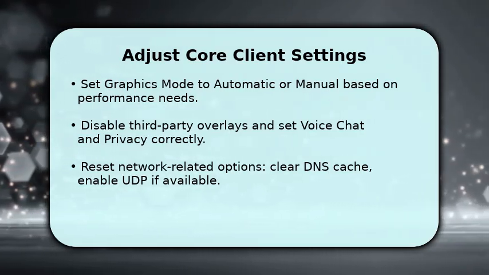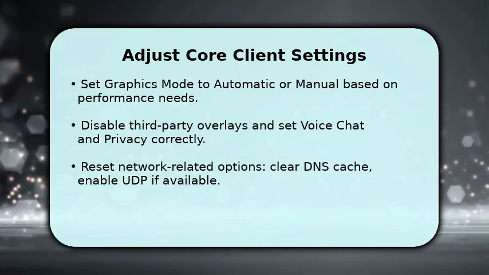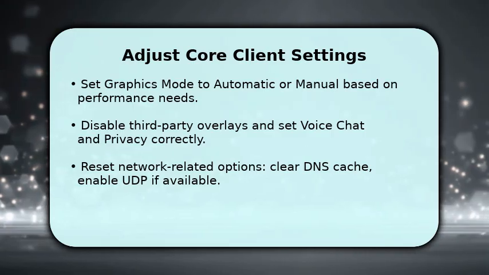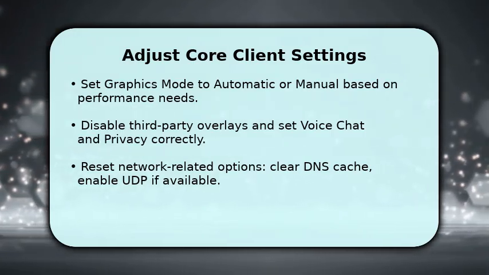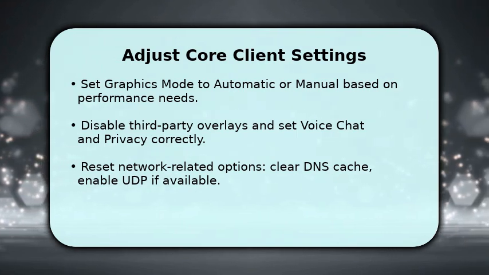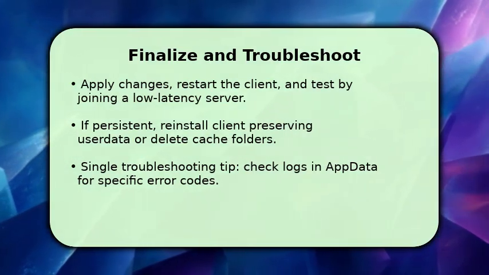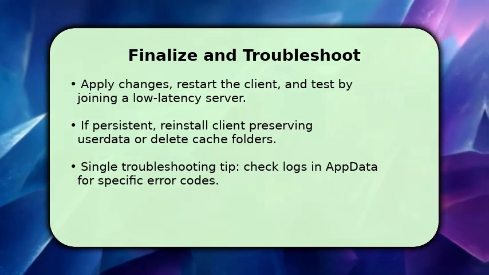Next, disable overlays from third-party apps because they conflict with rendering and input. Finally, reset network options. Clear your DNS cache and confirm UDP is allowed so matchmaking and asset streaming work reliably. Finish by applying changes and restarting the Roblox client, then test by joining a simple, low-latency server to verify fixes.